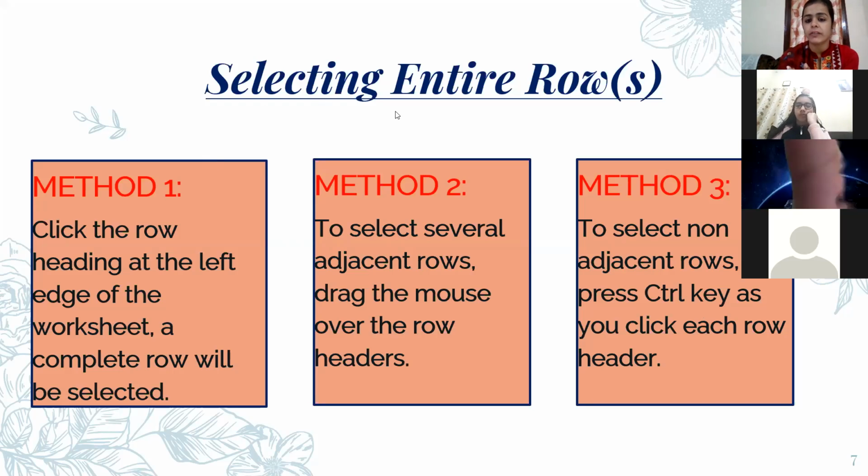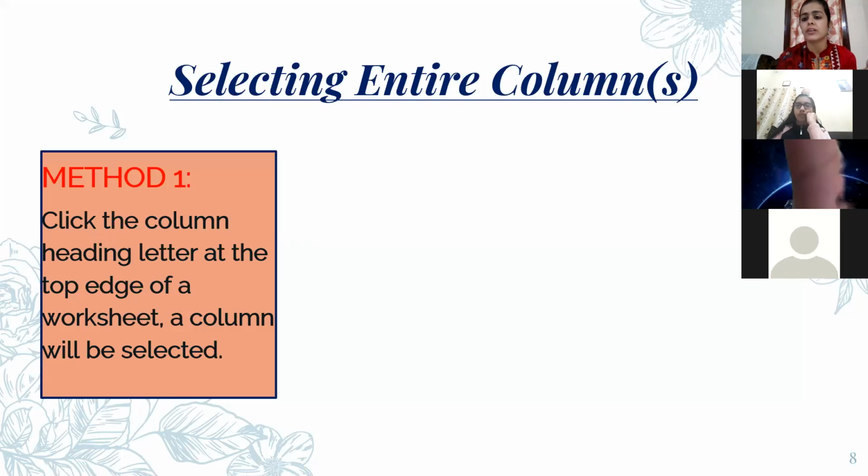Next topic you have is when you want to select the columns. Again, the method is the same. When we are selecting a row, we click on the row header. Now when we are selecting columns, we will be using the column headers, A, B, C, D, the labelling at the top of the columns. Clear? We will be clicking on that column header.